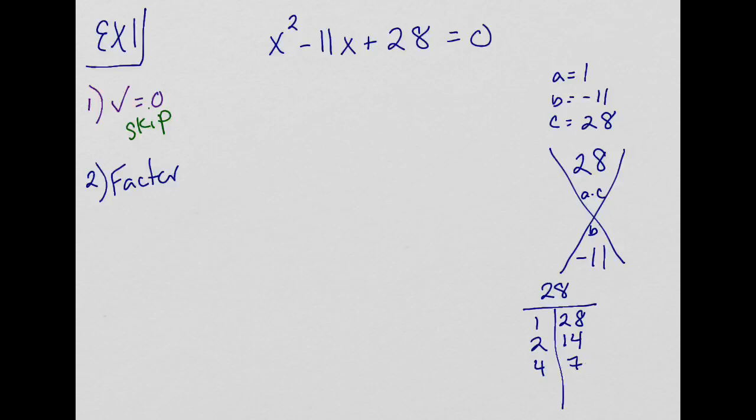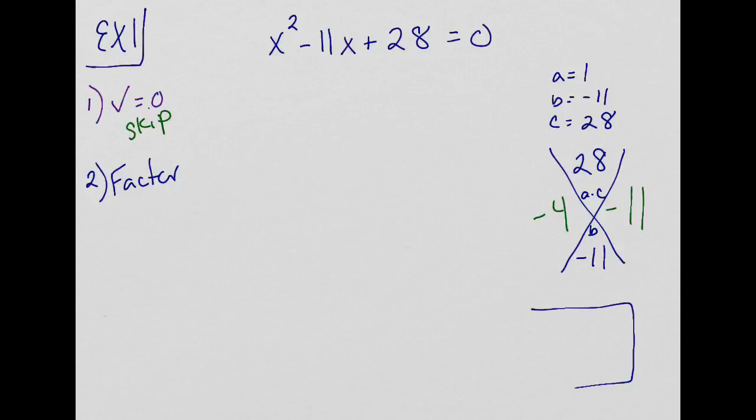Now, all of these are positive. Positive 1 times positive 28 is positive 28. Positive 2, positive 14, positive 4, positive 7. But our B value is negative. So I have to then say negative 1 times negative 28 is positive 28. Negative 2 times negative 14 is a positive 28. And negative 4 times negative 7 is a positive 28. So they all still multiply to be a positive 28. And negative 4 and negative 7 will add up to a negative 11.